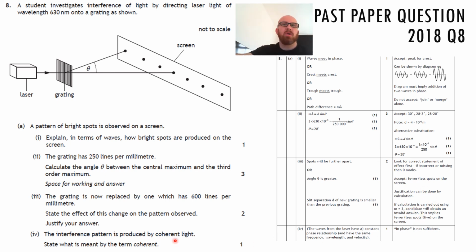The interference pattern is produced by coherent light. State what's meant by the term coherent. We did this last week. Constant phase relationship. Now here it says the waves in the laser have, you don't have to say that, constant phase relationship, and they have the same frequency, wavelength and velocity. The bits in brackets are not needed. The bit that is needed is constant phase relationship. I spoke to you about that last week, really important, that's your 1 mark. And in phase is not sufficient. When you say coherent, it has to be constant phase relationship.